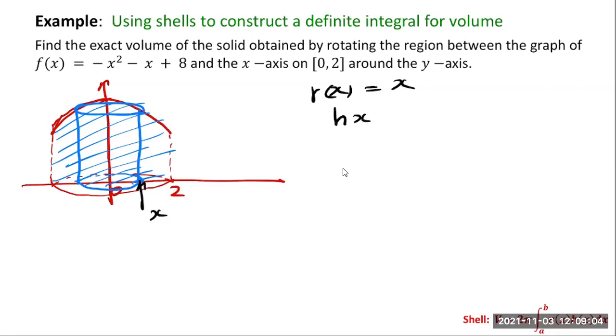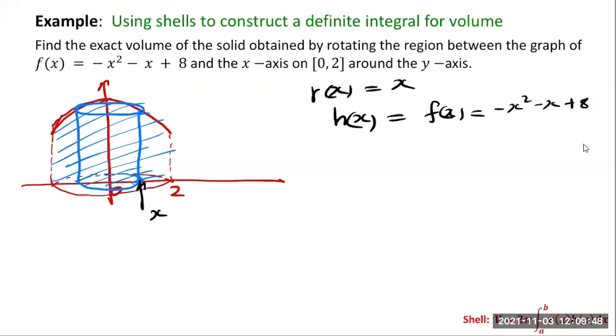And what is my H(x)? H(x) is the height of that representative shell. The height of that representative shell will be f(x), right? Because I just have to plug this value into my function to find this height. So h(x) is just f(x). f(x) is, of course, minus x squared minus x plus 8.